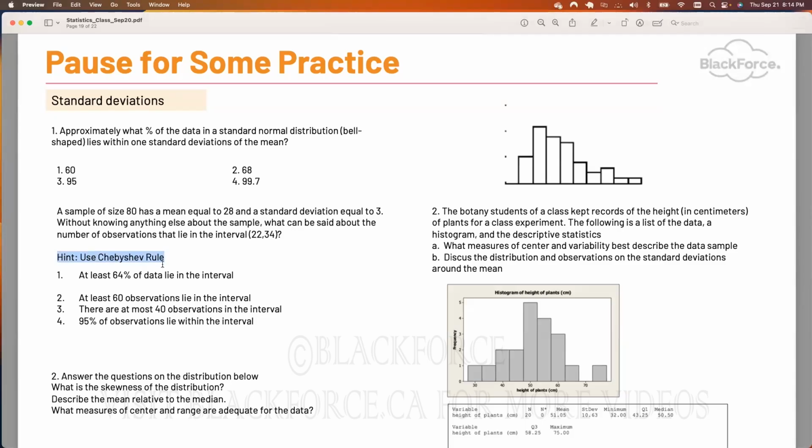And what Chebyshev's rule says is the percentage of the data that will lie within k standard deviations is 1 minus 1 over k squared. So first, we've come to see that the range we're given is within 2 standard deviations, so k equals 2, right? So if we plug that in, that will be 1 minus 1 divided by 2 squared.